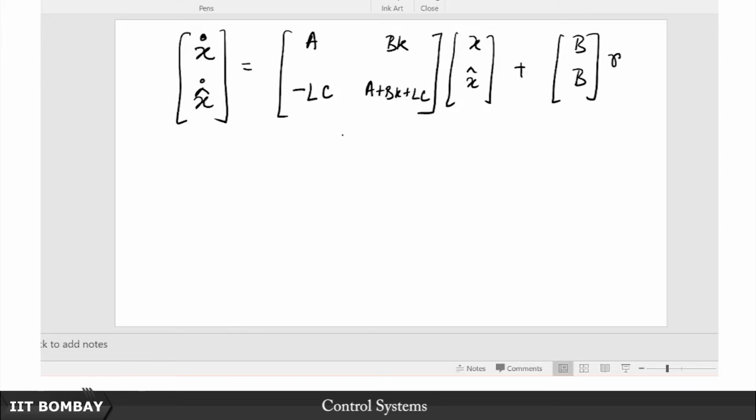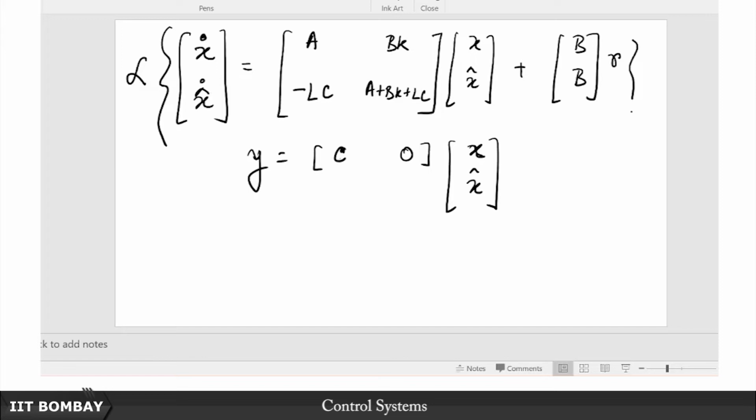Now you can also write y is equal to C and 0 times x and x hat, because you are just taking the outputs of the actual states as your overall plant's output. We will see that later. We have assumed that there is no D, so we are assuming that it is a strictly proper plant, so there is no feed forward. Now what we are going to do is take the Laplace transform of this entire equation on both sides. Let us see what happens then.